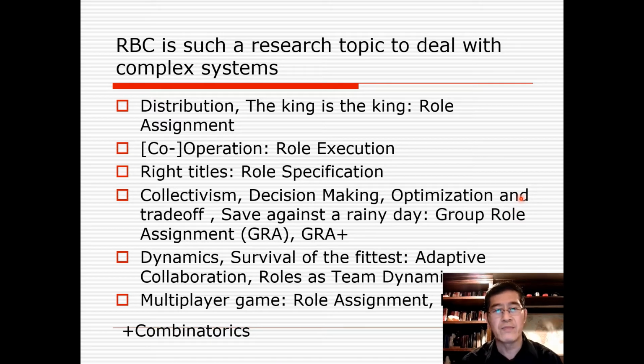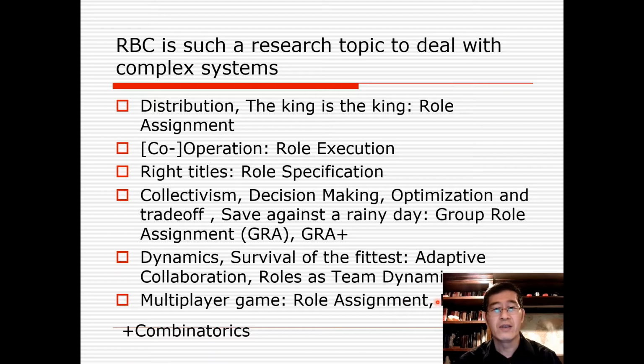It includes many different items. Once you set up roles, how do you assign roles to agents? It also discusses cooperation, how the agents play roles, and the role specifications, the right titles we have to make. And we discuss collectivism or individualism. Collectivism is called GRA, and individualism can be simulated by a revised GRA.